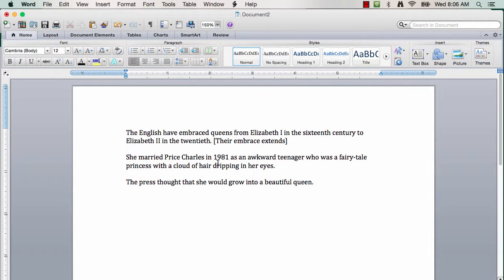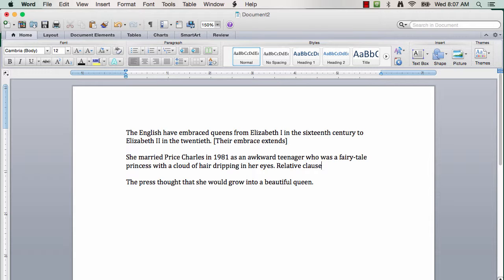And then the next sentence was, she was a fairy tale princess with a cloud of hair dripping from her eyes. I figured it was too awkward to try to use a prepositional phrase or an infinitive phrase, so I resorted to a relative clause here to add that last sentence, because she was a fairy tale princess relates to Diana, so that relates to her being a fairy tale princess.